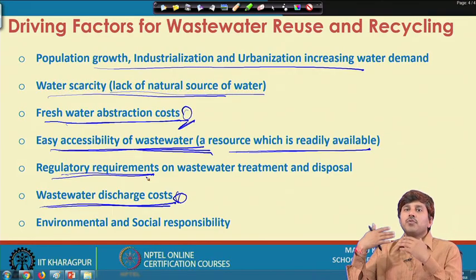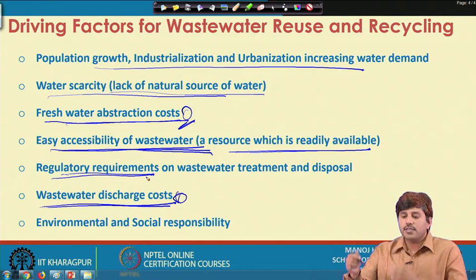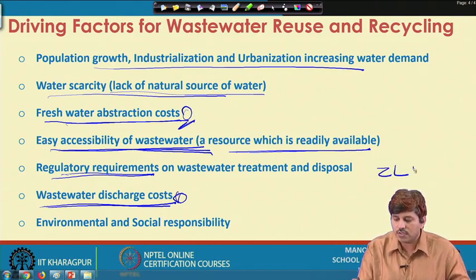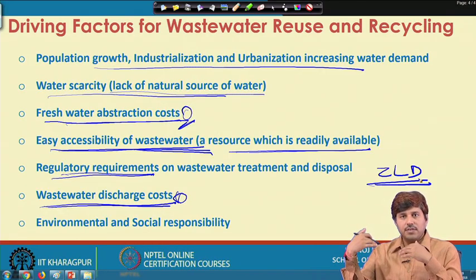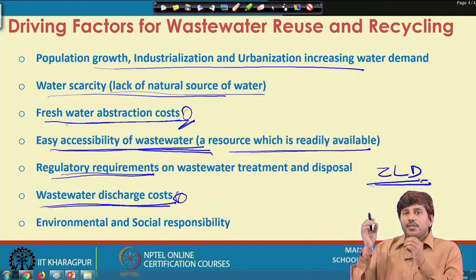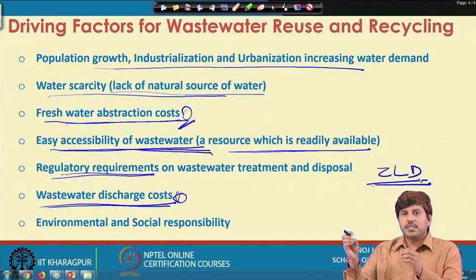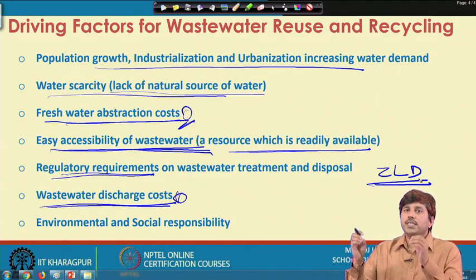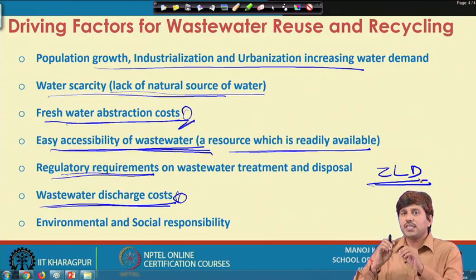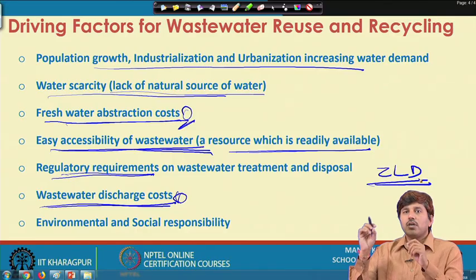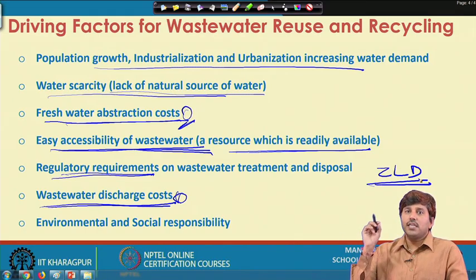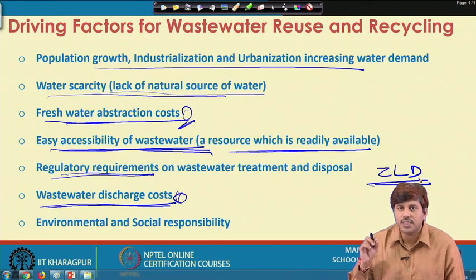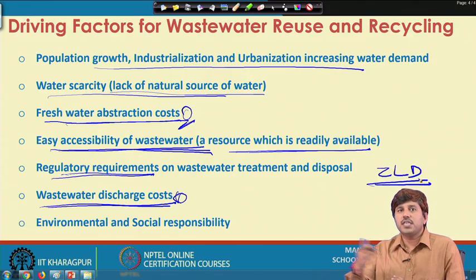And industries are being pressurized to go for a system called ZLD, which is zero liquid discharge. A zero liquid discharge system is a requirement where the industry does not discharge any liquid outside its premises. So, it has to treat and reuse the entire wastewater, the entire effluent that it generates from the industrial processes, within its own premises. That is what ZLD means: there is no liquid being disposed of from the industry. That again emphasizes 100% reuse or recycling of the effluent generated from these industries.